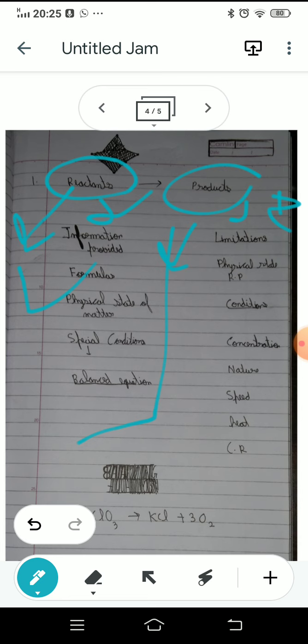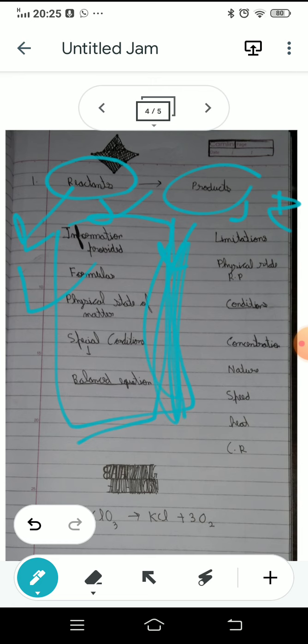First of all, you have the formulas or symbols of the reactants. Then the physical state of matter, whether it is solid, liquid, or gas. Then we have to mention some special conditions, for example heat, catalyst, arrows and all. Then the balanced equation. A balanced equation always shows the ratio of the reactants and the products produced. So this was all about the information provided.